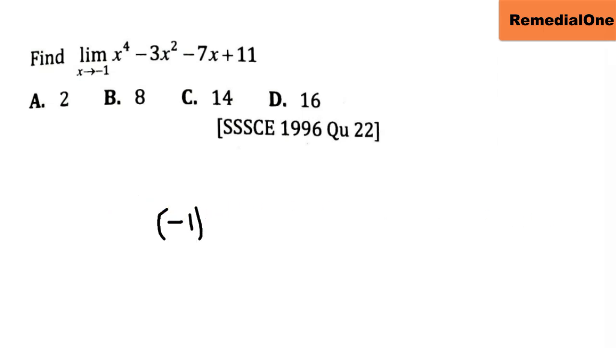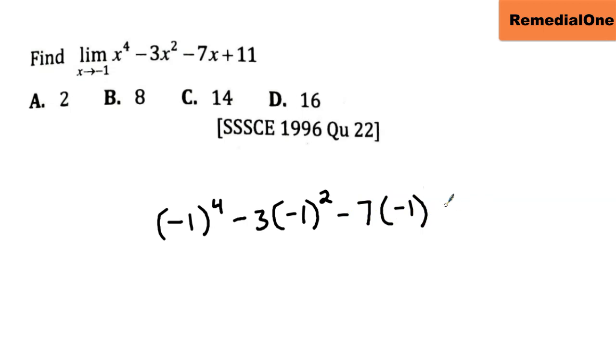You plug it in there: -1 to the power 4, minus 3 times -1 cubed. Wherever we see x, we replace it with -1, minus 7 times -1, plus 11. Here is an even power. Anytime you have a negative and the power is even, it's going to make it positive because negative times negative is positive. So here is going to be 1. Here, -3 with an even power, because of that it's going to turn positive, so 1.